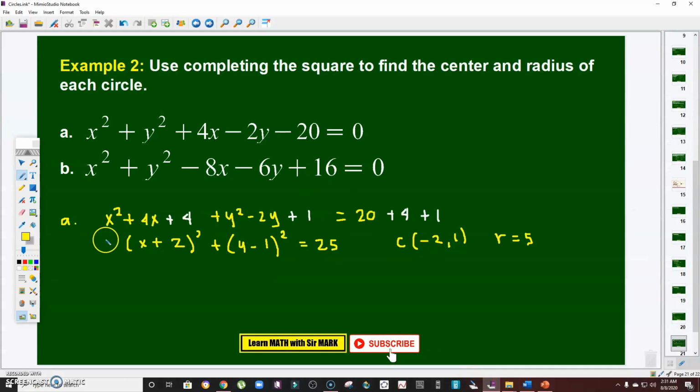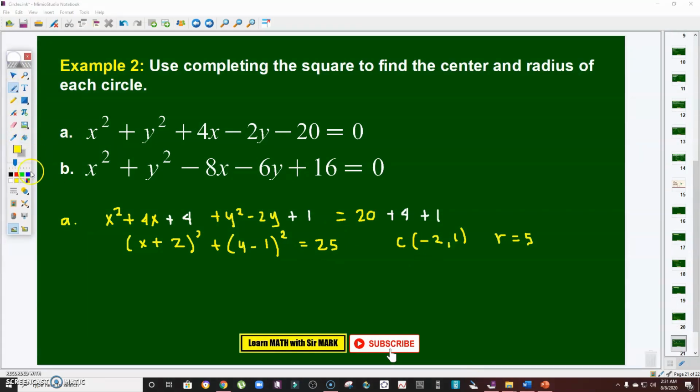Alright, so clear tayo. Next, let's have the second one, letter B. Same procedure: x squared minus 8x, then separate ko yung y, minus 6y, then separate ko yung negative 16. Negative 8 divided by 2 will be negative 4 squared, plus 16. Nag-add ako ng 16 dito, mag-a-add ako ng 16 on the other side. Negative 6 divided by 2 is negative 3 squared, that will be 9. Nag-add ako ng 9, I'm going to add 9 as well.